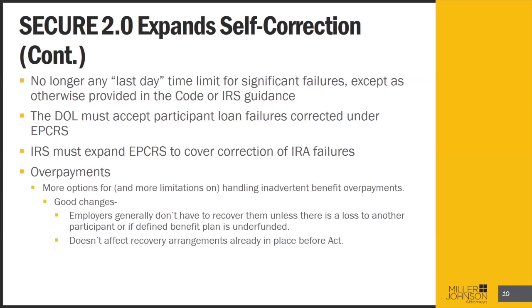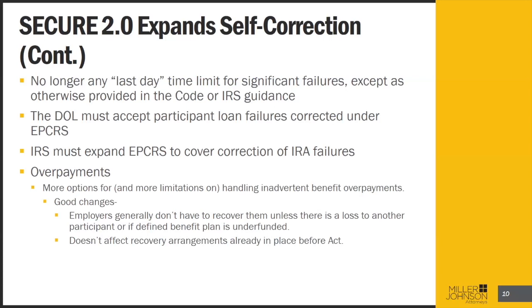Another change is that the IRS is directed to expand EPCRS to cover the correction of IRA failures, which it doesn't currently cover. The guidance that just came out recently does not cover that item. That's still on hold, but that's part of Secure 2.0, to allow IRA corrections under EPCRS.